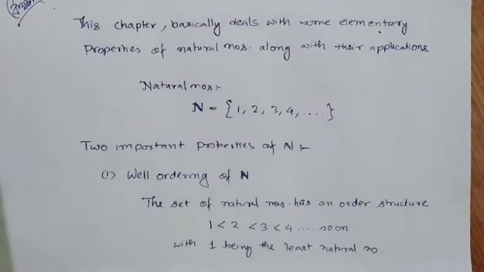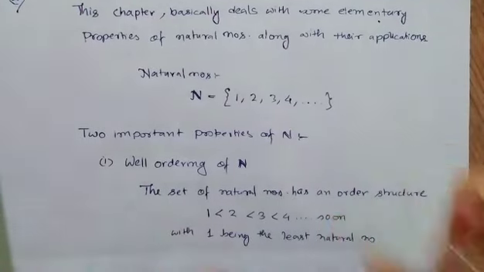We know that 1 is the least natural number. Then 2, then 3, then 4. We always know that 1 is smaller than 2, 2 is smaller than 3, 3 is smaller than 4. So when we write the natural numbers, we always maintain a well-ordered structure, a sequence starting from the least number and going on increasing with the further higher numbers. This well-ordered structure is maintained when we write the set of natural numbers, and this property of writing the natural numbers in a well-ordered structure is simply the property of well-ordering of natural numbers.